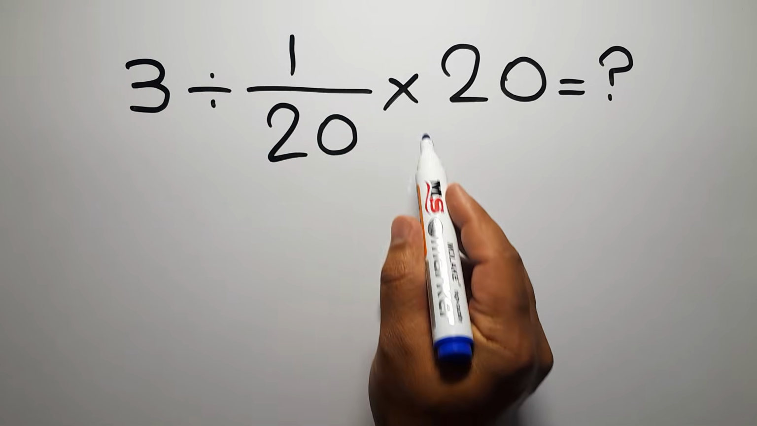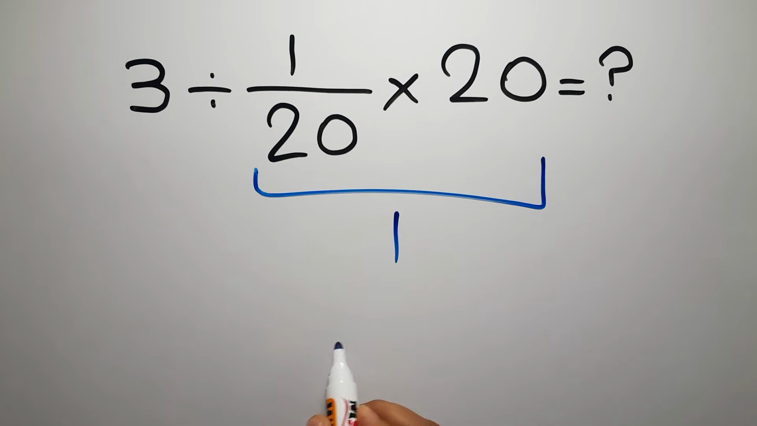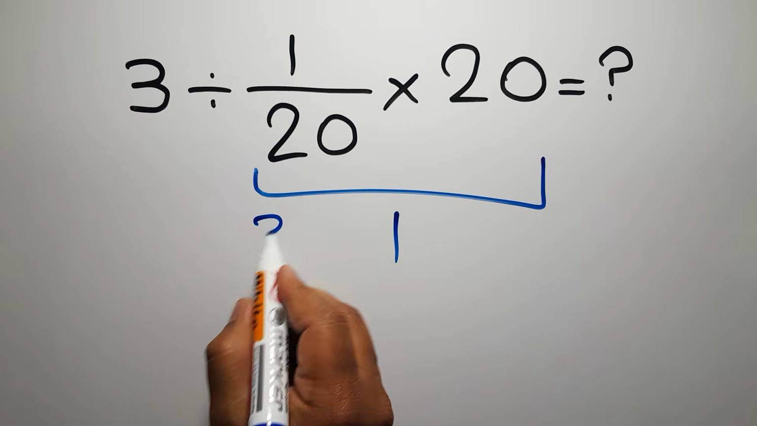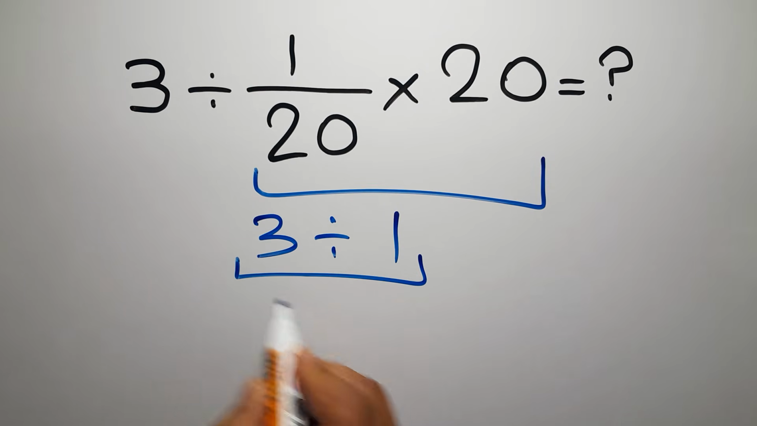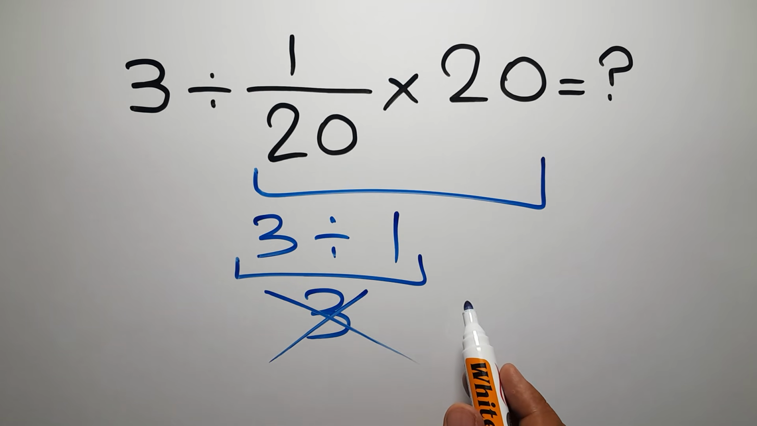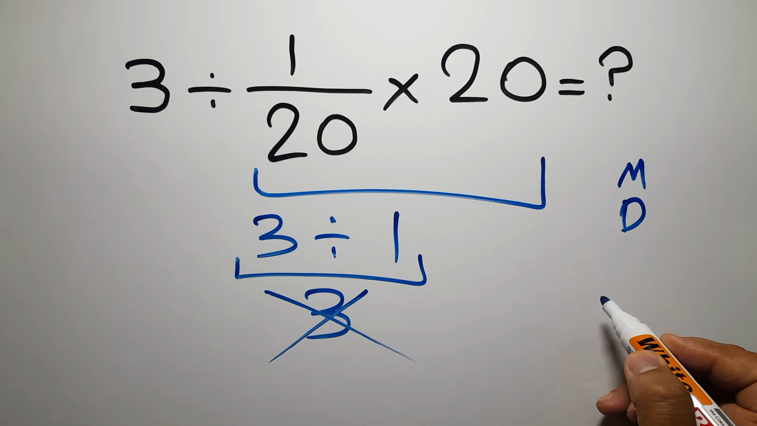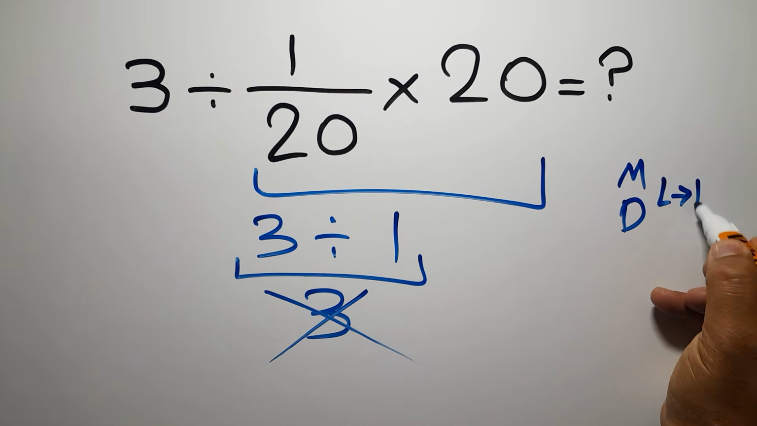First, we do this multiplication. 1 over 20 times 20 gives us just 1. So 3 divided by 1, which equals just 3. But this answer is not correct, because according to the order of operations, multiplication and division have equal priority, and we have to work from left to right.